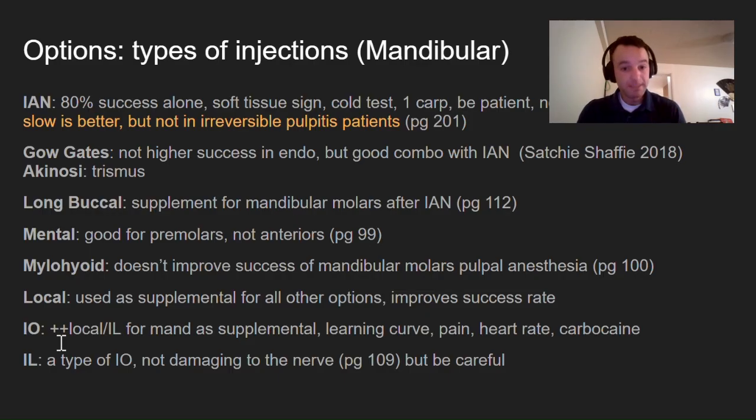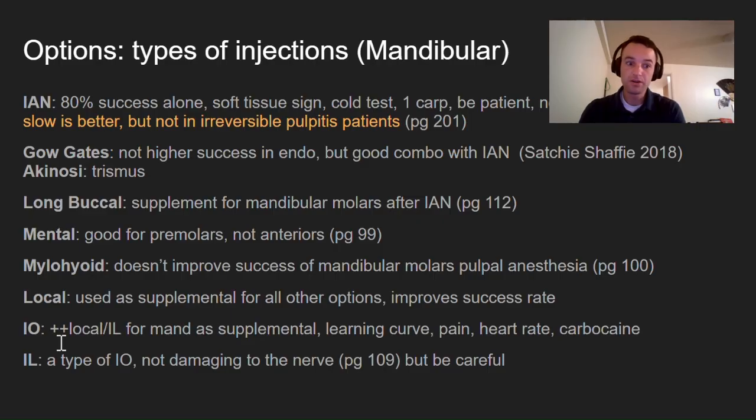You need to keep an eye out for a soft tissue sign like lip numbness. If you get a lip sign, it does not mean that they have pulpal anesthesia. If you do not get a lip sign, it's a pretty good indication that there won't be pulpal anesthesia. So if there's lip sign, it does mean you did not miss the block. If there's no lip sign, it's potentially because you missed the block. But lip sign does not guarantee pulpal anesthesia.